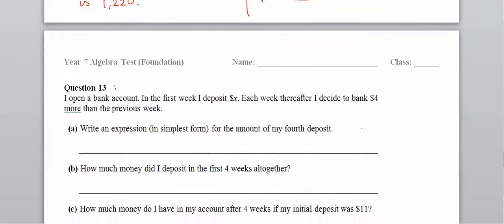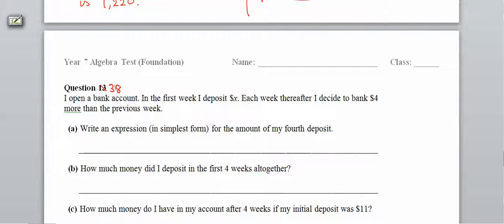Okay, so question 38 now, which is the last question. We've got, I open my bank account. In the first week, I deposit X dollars. Each week after that, I decide to bank $4 more than the previous week. Write an expression in simplest form for the amount of my fourth deposit.